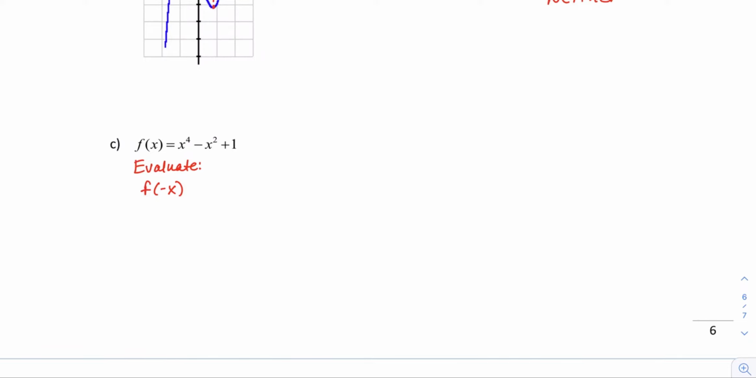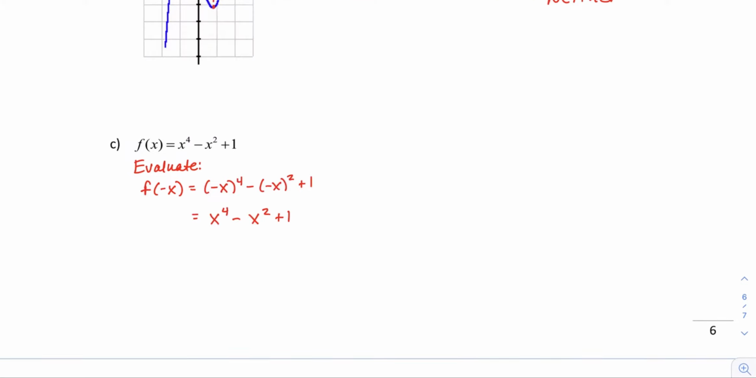for any x value. Plugging in, we'd have (-x) to the 4th minus (-x) squared plus 1. Now we want to simplify this so that we can compare it to the original function. If you multiply -x times -x times -x times -x, those negatives are going to pair up and cancel out, and this is going to leave a positive x to the 4th. The same with -x times -x. When we're squaring, the negatives are going to cancel out, so we're left with just minus x squared plus 1.